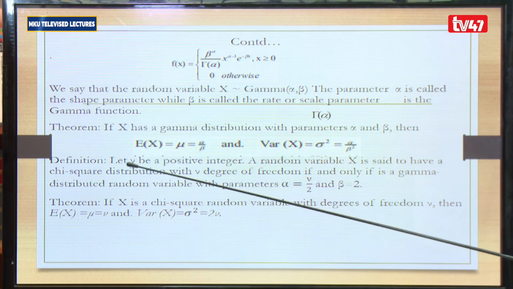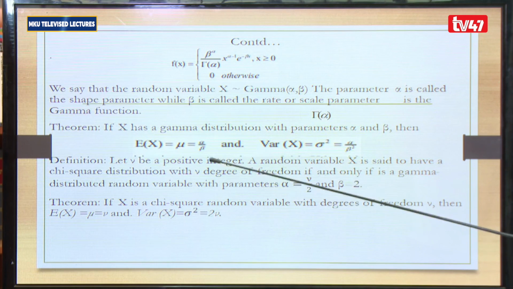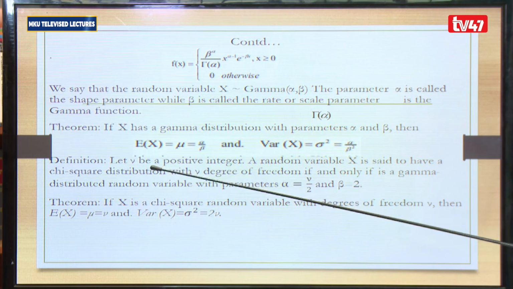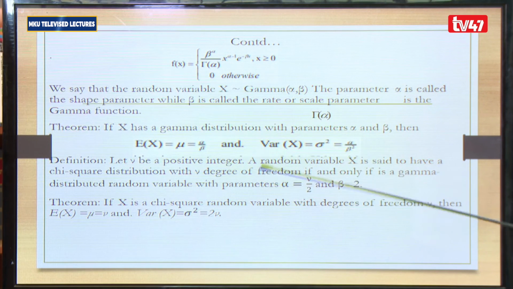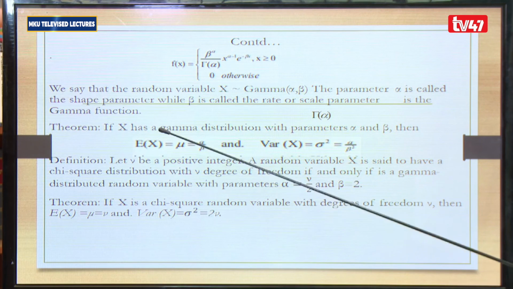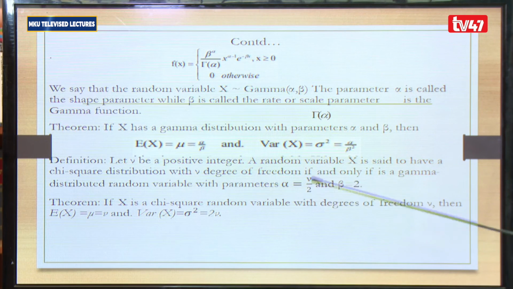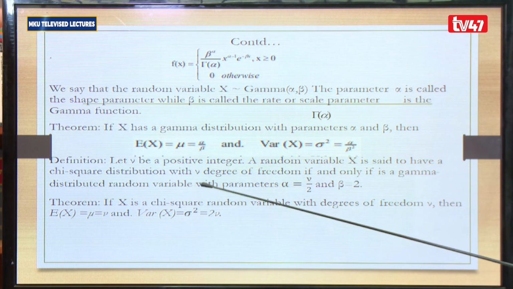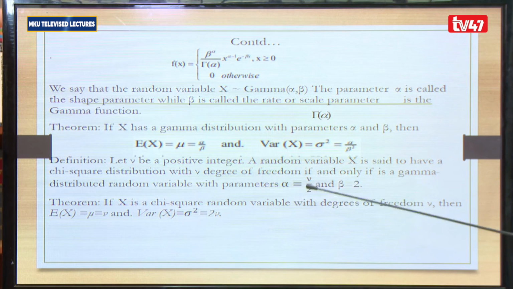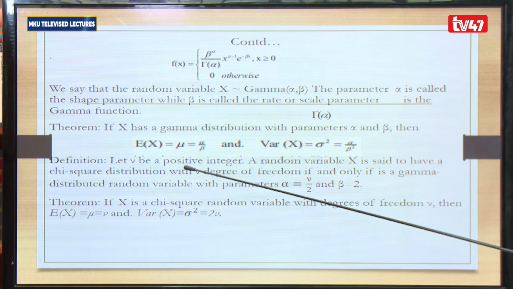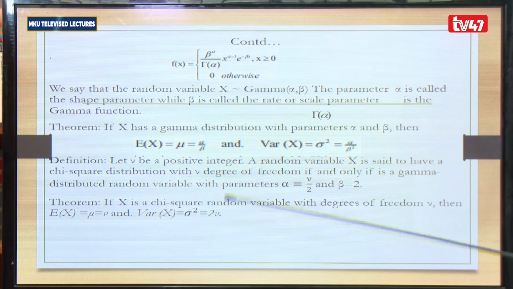Now, a gamma distribution can be used to define a chi-square distribution in this way. If v is a positive integer, a random variable x is said to have a chi-square distribution with v degrees of freedom if and only if it is a gamma random variable with these parameters. So if you have such a gamma distribution, then it behaves like a chi-square distribution with v degrees of freedom.